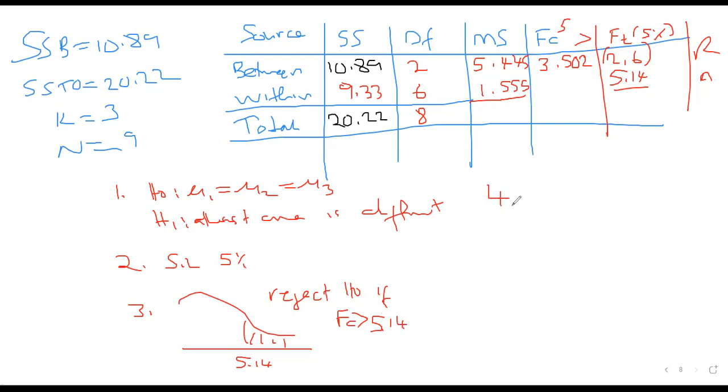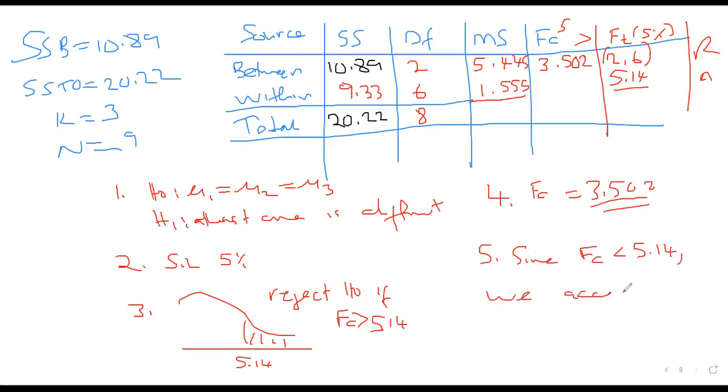In step 4, we calculate our F calculated. What was our F calculated? The one we calculated here, 3 point what? 3.502. Or if you want, you can bring the entire table on step 4, because what we need is the F calculated. Then finally, step 5, we make conclusion. So since our F calculated is less than 5.14, what do we do? We accept H0. That's all. So this carries about 20 marks.